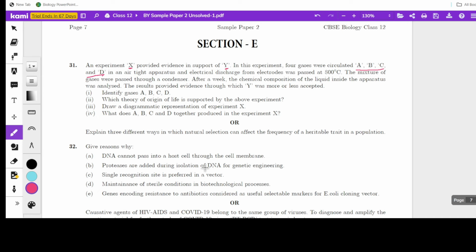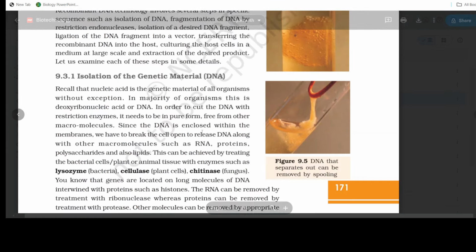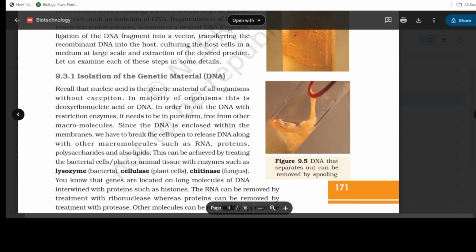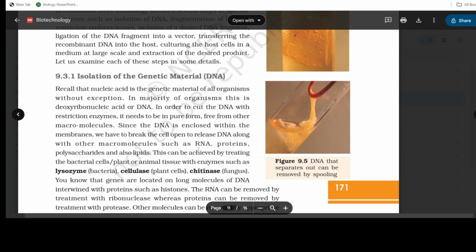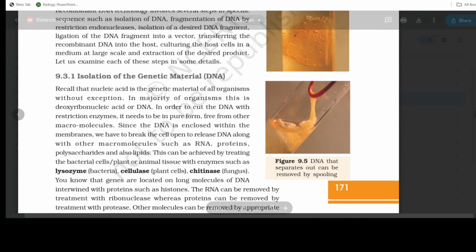Proteases are added during isolation of DNA for genetic engineering. While isolating genetic material, since the DNA is enclosed within the membranes, we have to break the cell open to release DNA along with the other macromolecules. So DNA is combined with the other macromolecules. RNA is there, proteins are there, polysaccharides and lipids are also there.